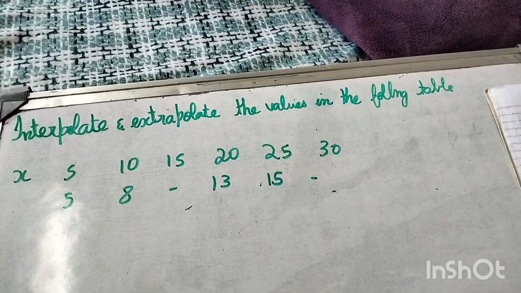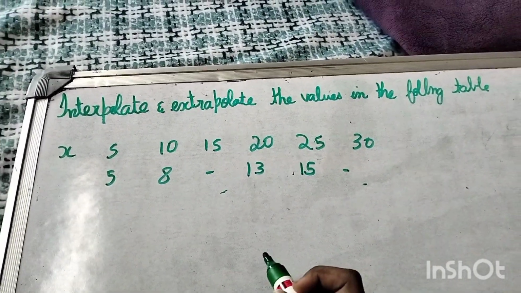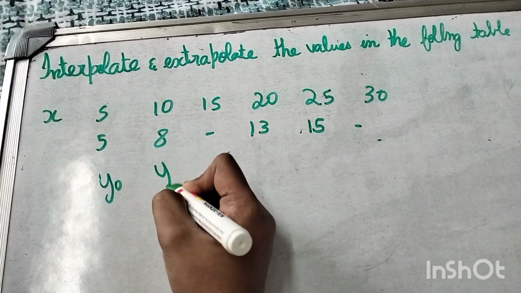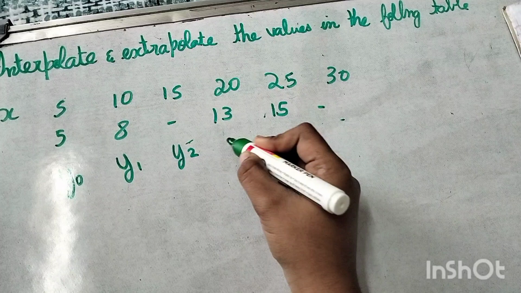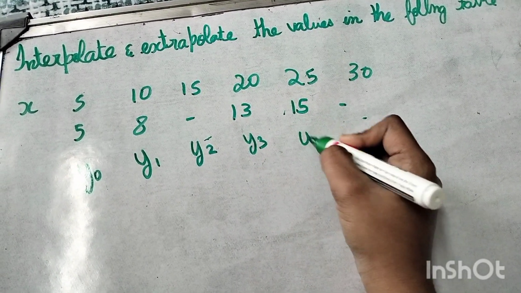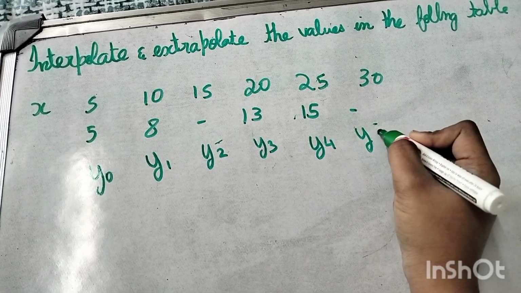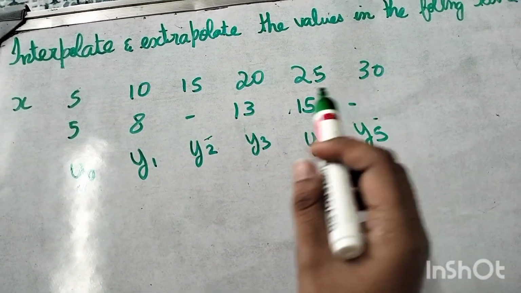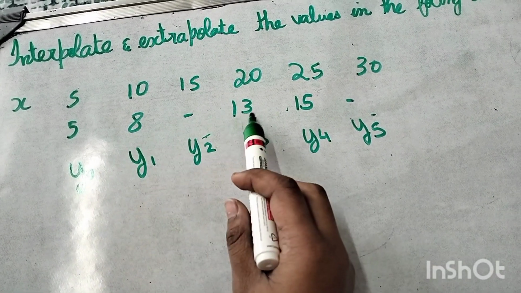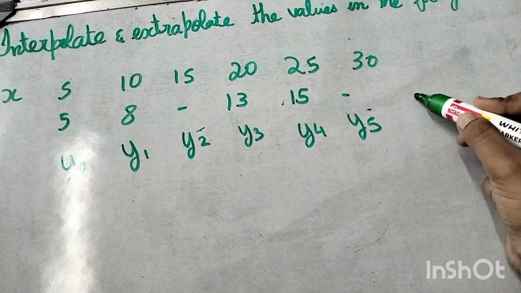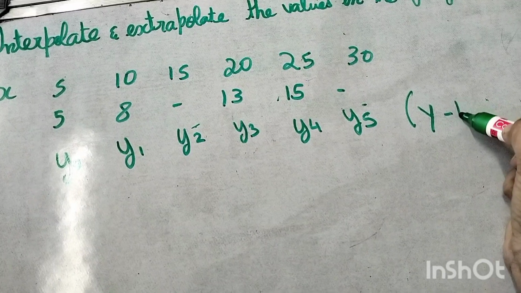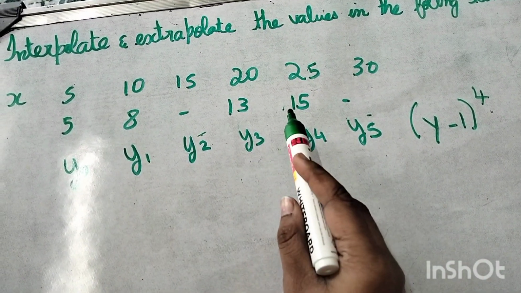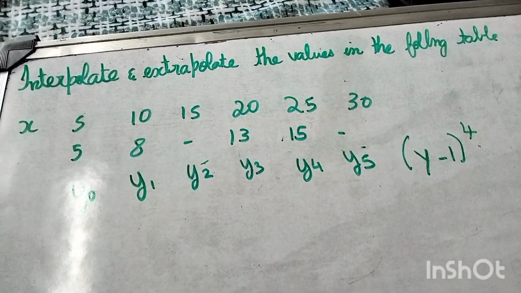So first, during interpolation and extrapolation, the first step is to name the values y0, y1, y2, y3, y4 and y5, and then you count how many values are given in the question. That's 1, 2, 3 and 4. So it is expressed as (y minus 1) to the power of 4, because there are 4 values given, that's 15, 13, 8 and 5.